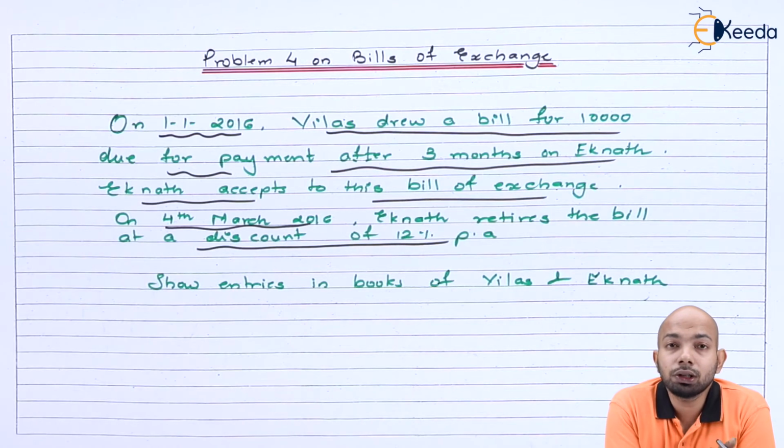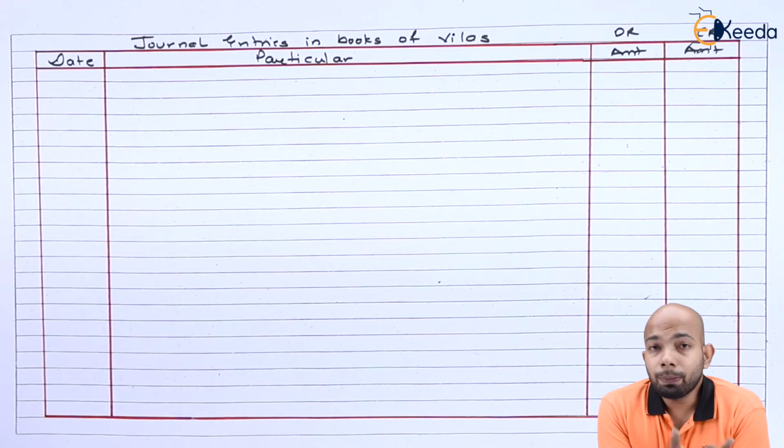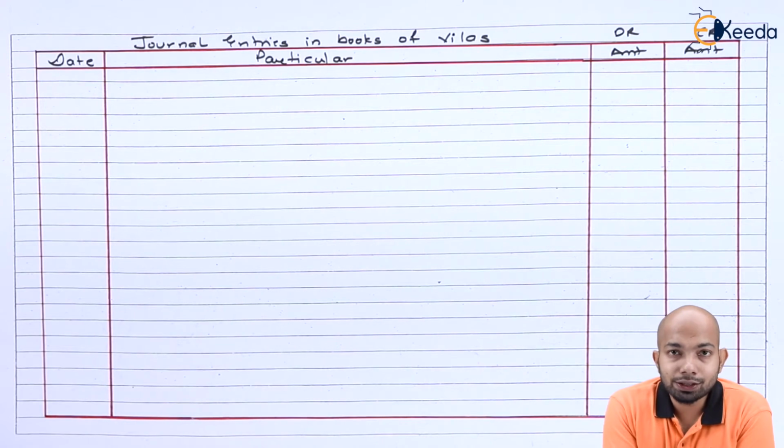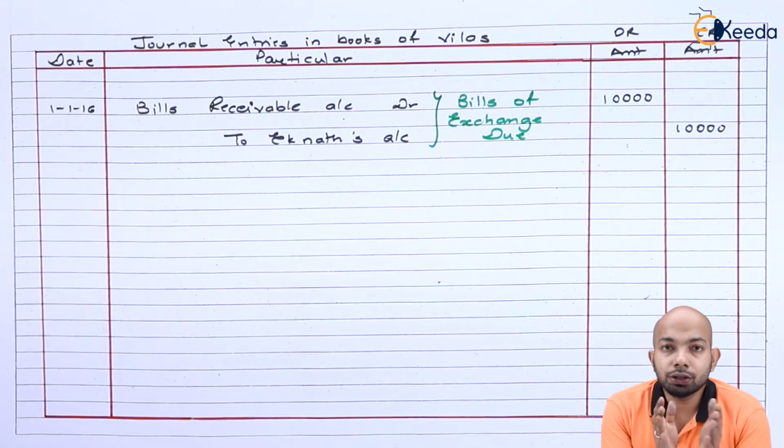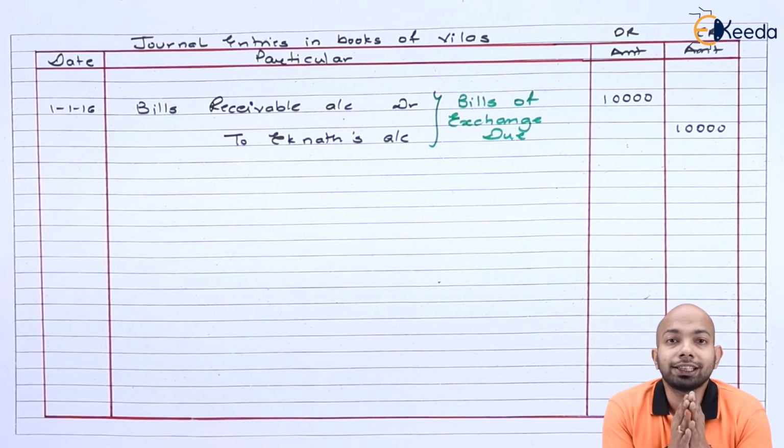So let's go ahead with the books of Vilas first, who is the drawer, and then Eknath, who is the drawee. So we are passing the journal entries in the books of Vilas first. So the first entry that we have passed here is bills receivable account debit to Eknath account for an amount of 10,000, because that is the amount that is due, and this is on 1st of Jan 2016.